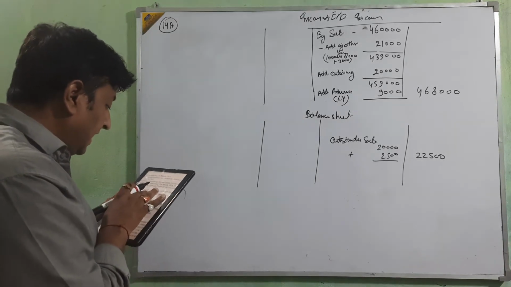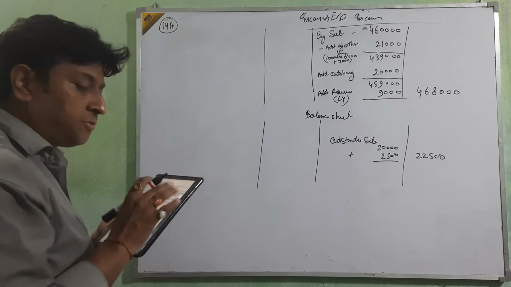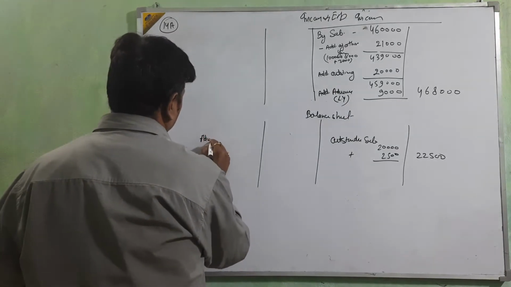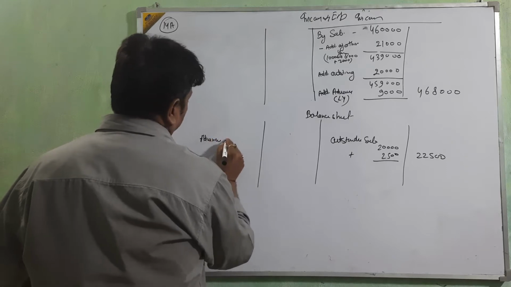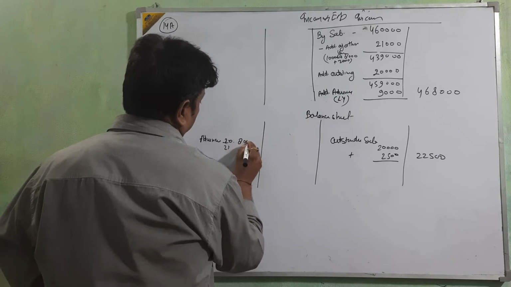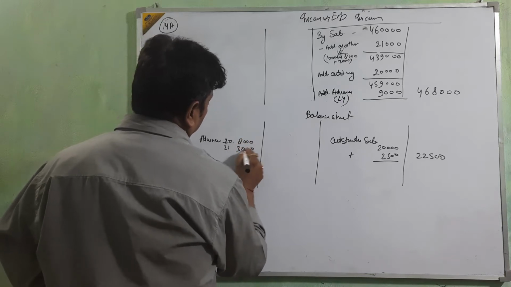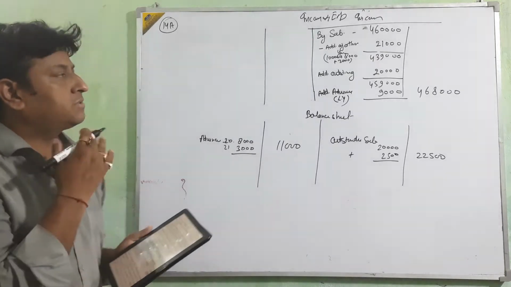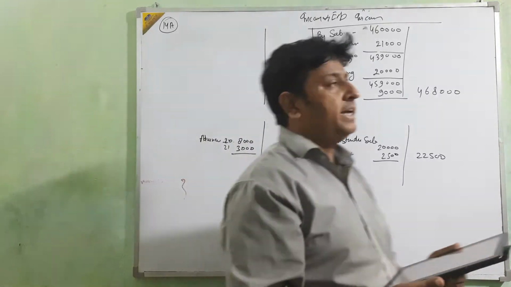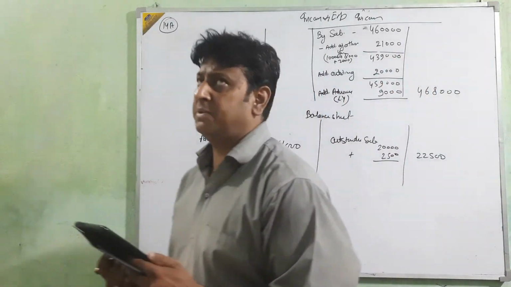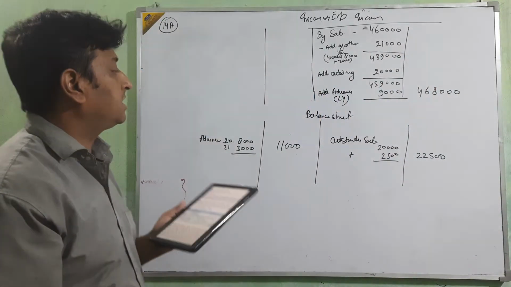And advance, this year's advance, beta. Just see, included 8,000 for 20 and 3,000 for 21. Advance for 20 and 21, 8,000 and 3,000, total is 11,000. Okay, in this way we are going to show it in the income and expenditure account, of subscription and its adjustment.